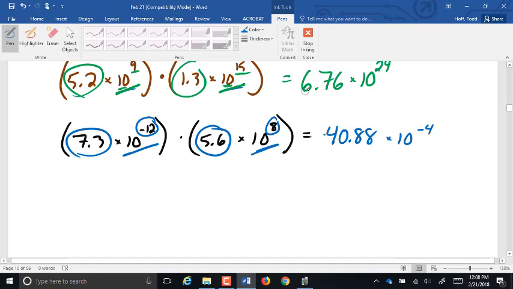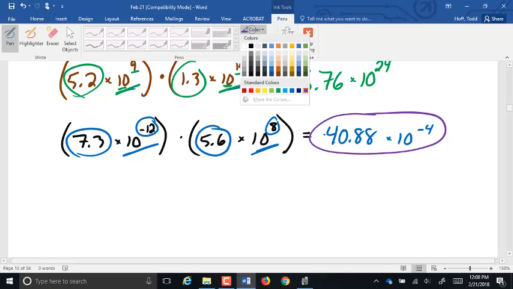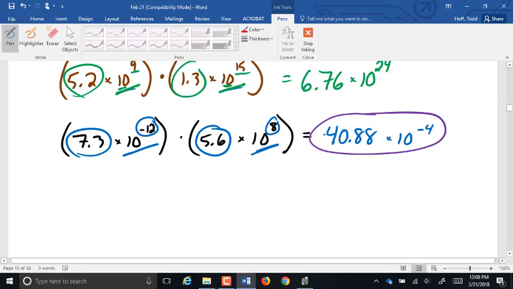Now we aren't done yet. This is not proper scientific notation. There are 2 digits in front of the decimal point. Only one of them is non-zero, but we still only want to get down to 1 digit. We want to get rid of that 0 behind the decimal point. We've got to move the decimal point this way. It'll become 4.088. Now, this number became smaller, so the power of 10 has to become larger. So negative 4 plus 1 would be negative 3. So 4.088 times 10 to the negative third.